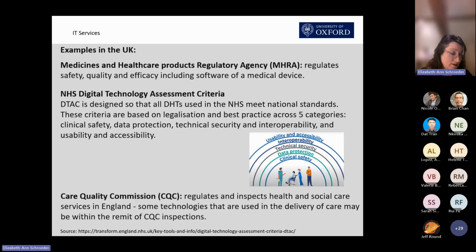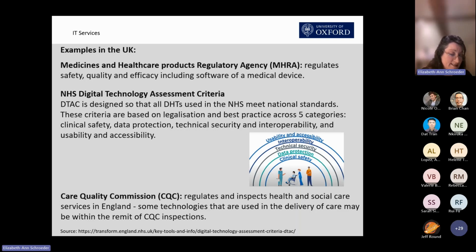Examples of these in the UK include the Medicines and Healthcare Products Regulatory Agency, which regulates for the safety, quality, and efficacy, including software of medical devices. They have recently announced a software and AI as a medical device change program, aiming to ensure that medical device regulation is fit for purpose with particular scrutiny of the AI component.